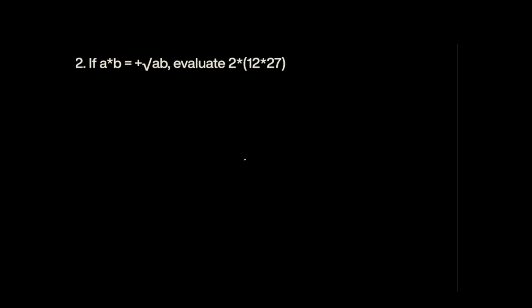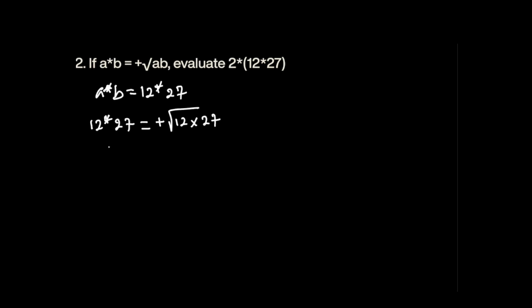Now, if you look at the second question, we are given that if A operation B equals plus square root of AB, evaluate 2 operation into bracket 12 operation 27. How do you handle this? We tackle the bracket first, just like BODMAS. We have A operation B equals 12 operation 27. So we are dealing with what is inside the bracket first. So what would this give us? 12 operation 27 is therefore equal to plus square root of 12 multiplied by 27.